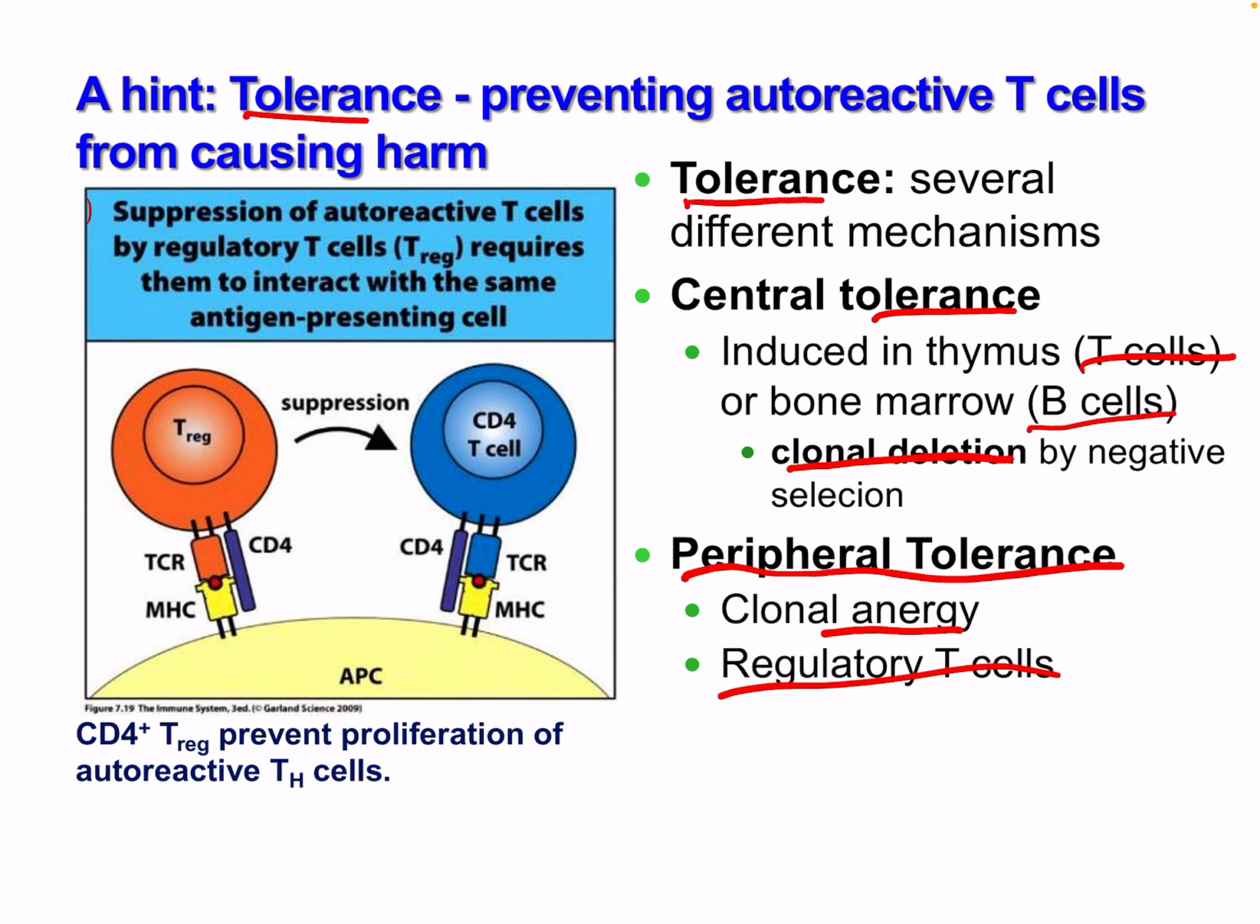So here we have an example of a Treg functioning in suppressing an autoreactive T cell. Suppression of autoreactive T cells by regulatory T cells requires them to interact with the same antigen-presenting cell.